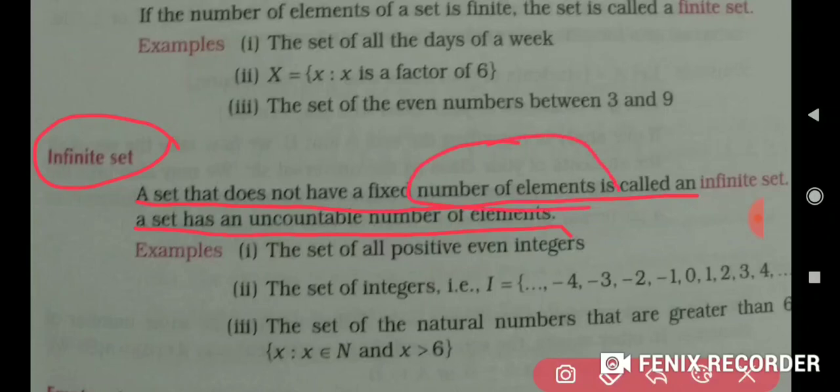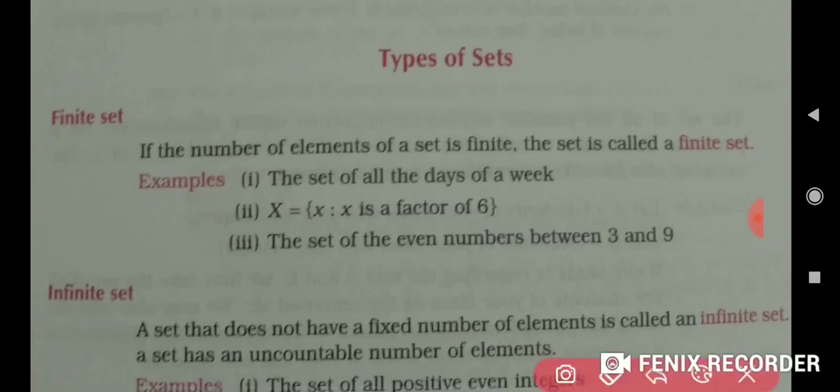For example, the set of all positive even integers. Can you count? No, we can't count. There are so many even integers. And one more example, the number of stars in the sky. Can you count the number of stars? No. So that is an infinite set.